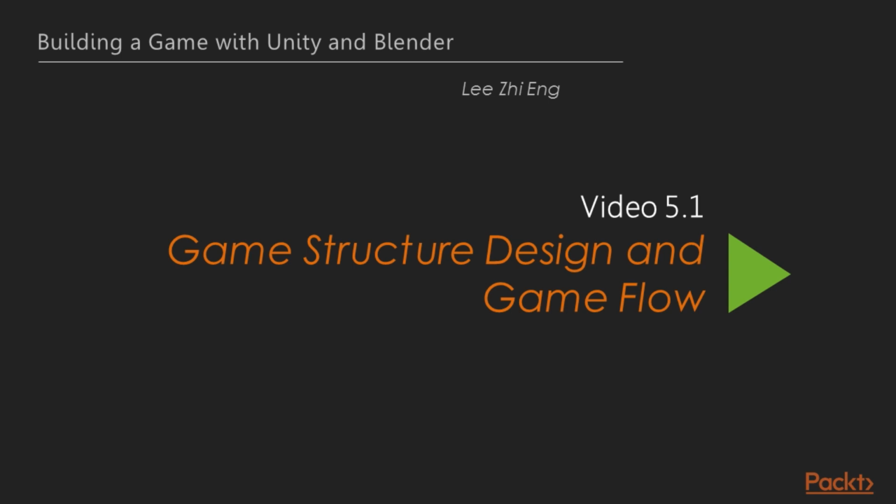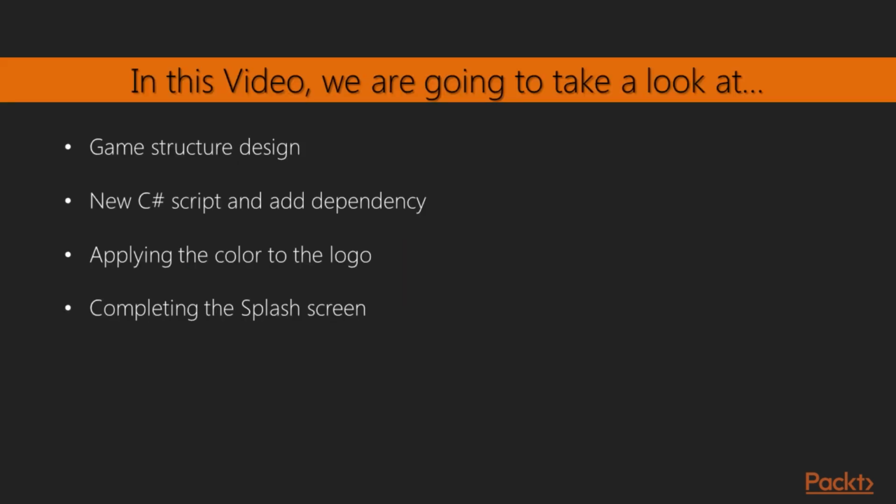Now we move on to the first video of this section that deals with game structure design and the game flow. In this video, we are going to take a look at the game structure design, then we'll create a new C# script and add a dependency to the script. Finally, we will apply the color to the logo and complete the splash screen.